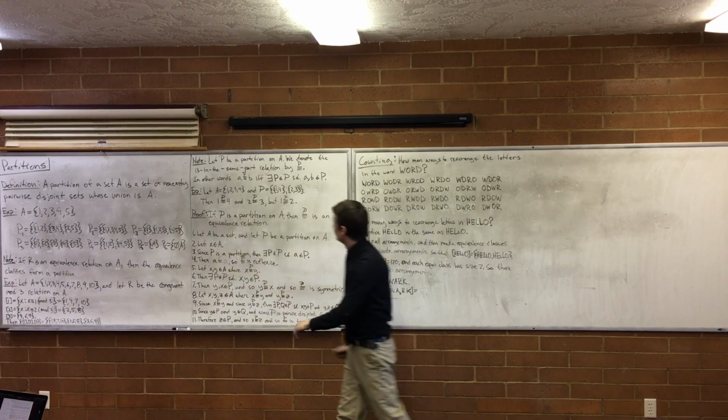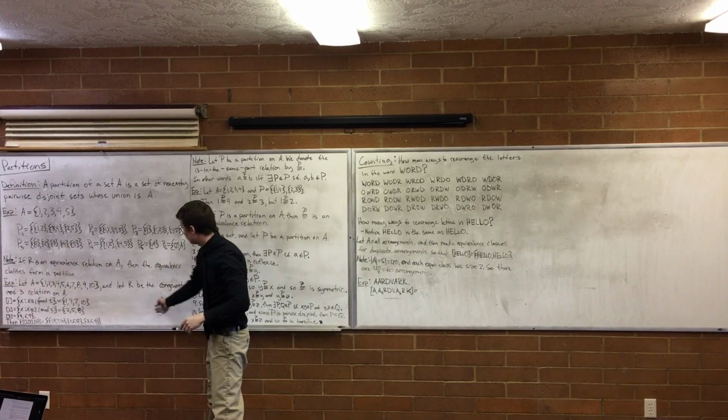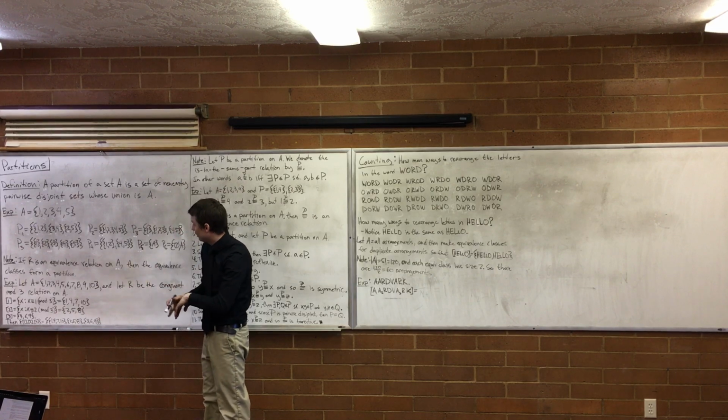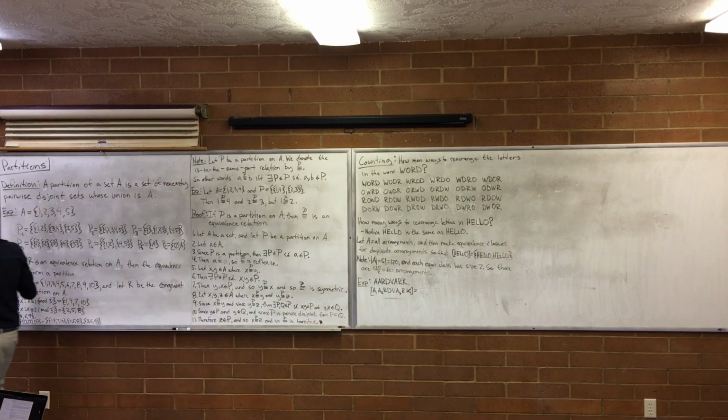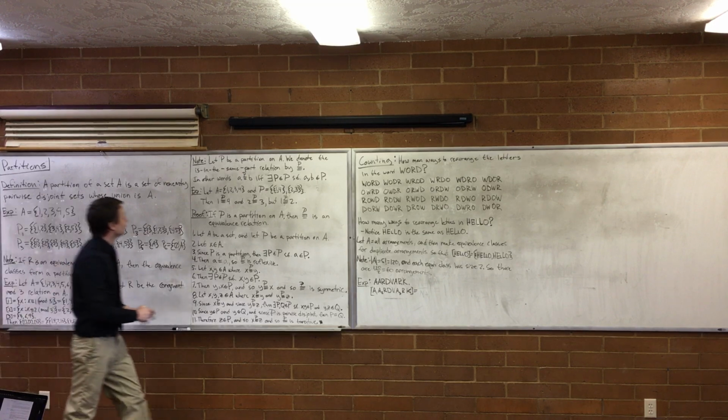Okay, so now let's prove it. This was just an example to help us understand this idea. Let's read the idea one more time. If R is an equivalence relation on a set A, then the equivalence classes form a partition. In other words, every element in A will be in one and only one equivalence class. That's all we're saying. Right? Okay, so let's do the proof now.